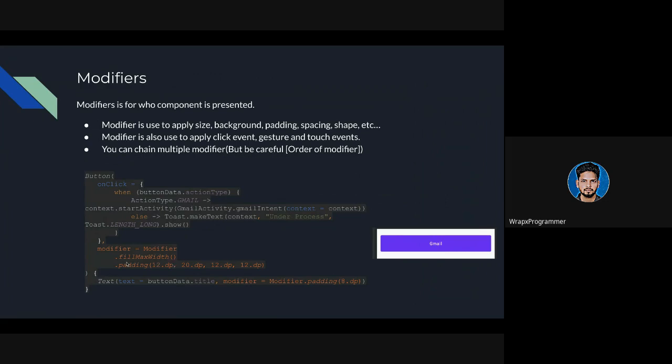But if you provide the background before the padding, then in that case only this part will become the background color you have given. So for any view you can provide a modifier inside it. After providing a modifier you are good to go, and you can change all the spacing and all this stuff.